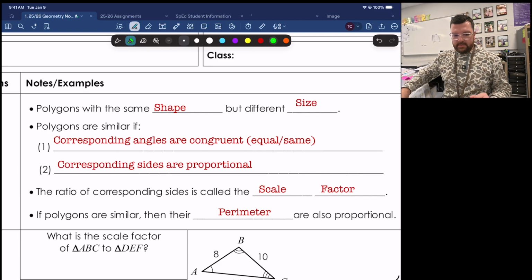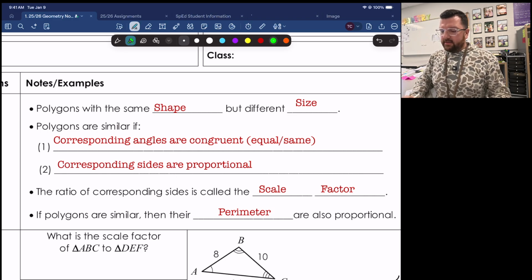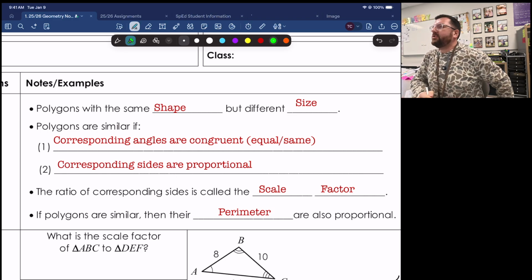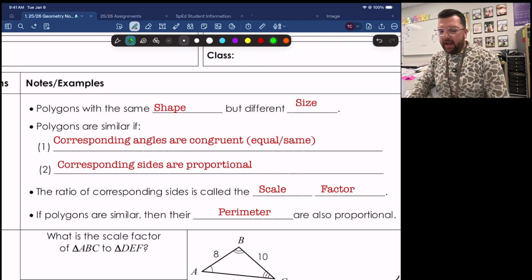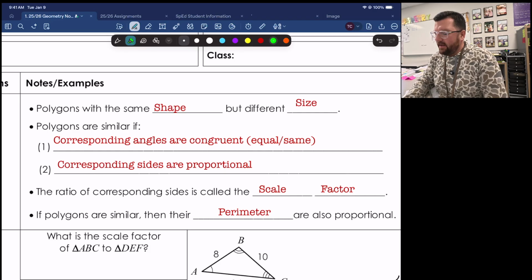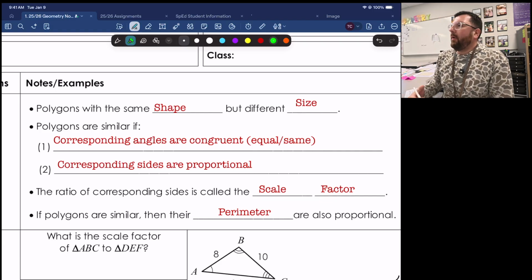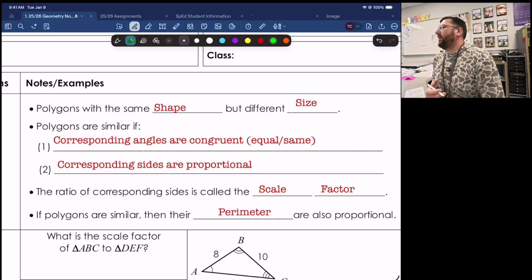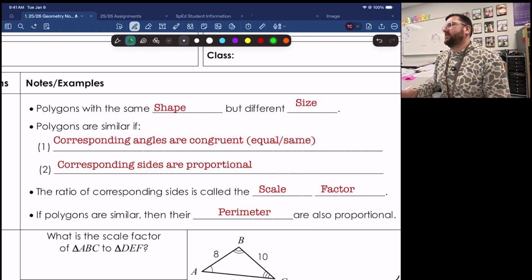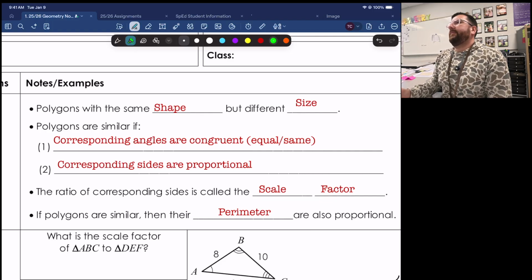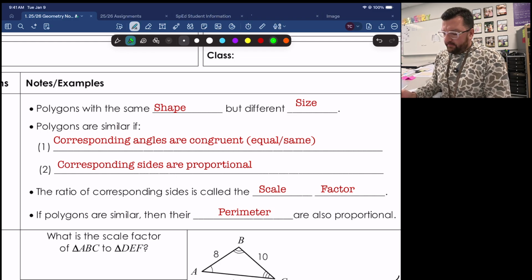Okay, looks like everyone's done writing and y'all were waiting on me. Similar polygons are polygons with the same shape but a different size. Polygons are similar if corresponding angles are congruent, which means they are equal. So if polygons are similar, then the angles inside the two objects will correspond with one another. There will be angles that are equal to each other inside both objects.